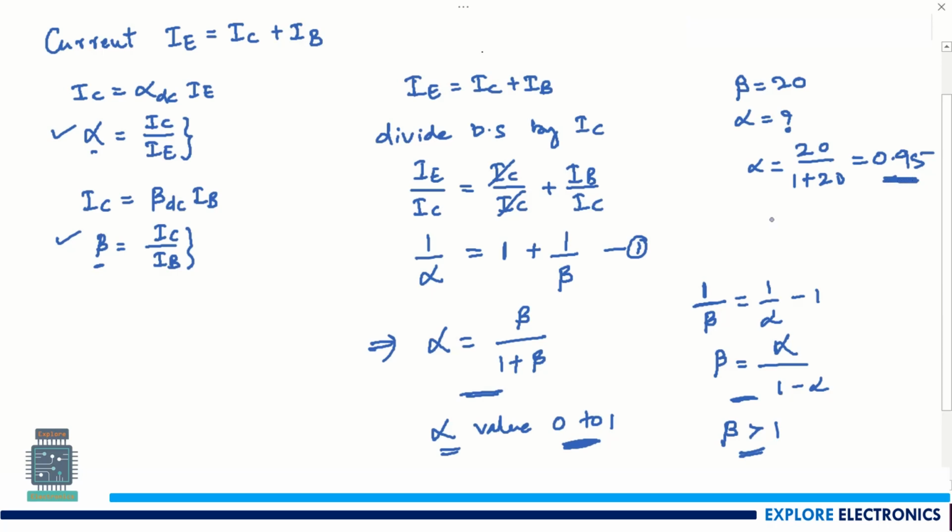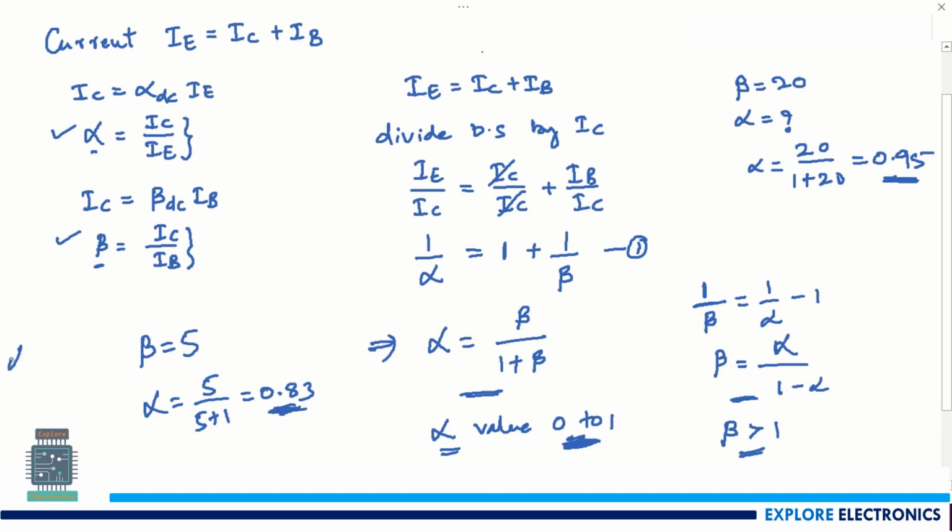So alpha is 0.95. Suppose they have given beta is equal to 5. For this, it is again 5 divided by 5 plus 1, that is 6. So we are going to get 0.83 as alpha. So always alpha will be less than 1 only.